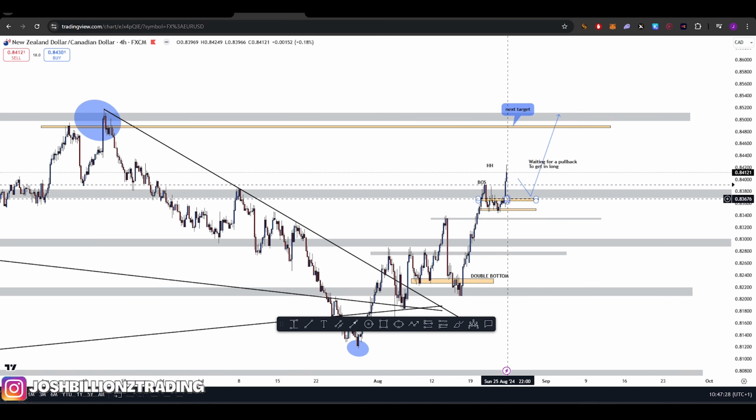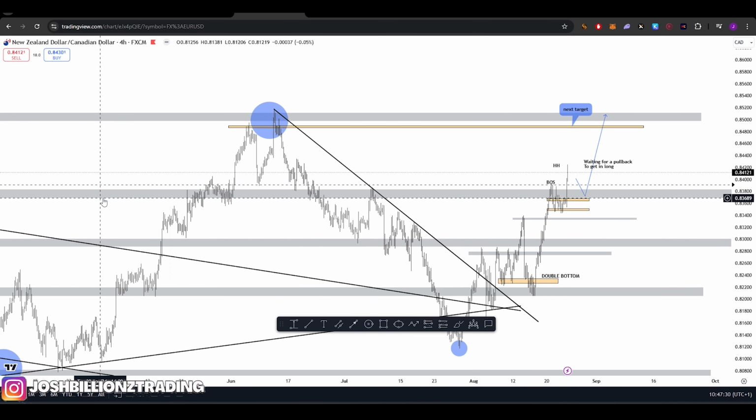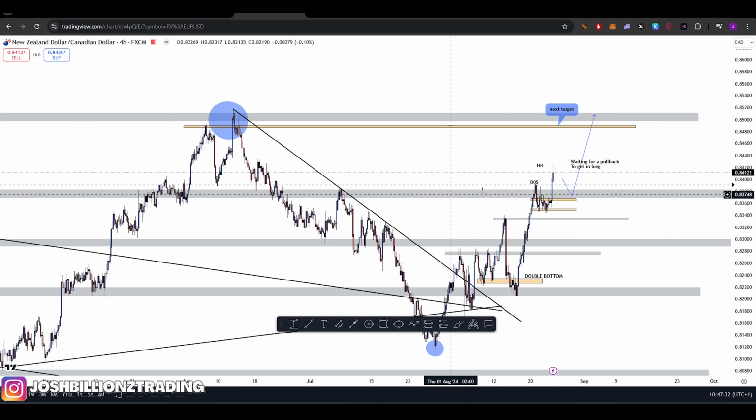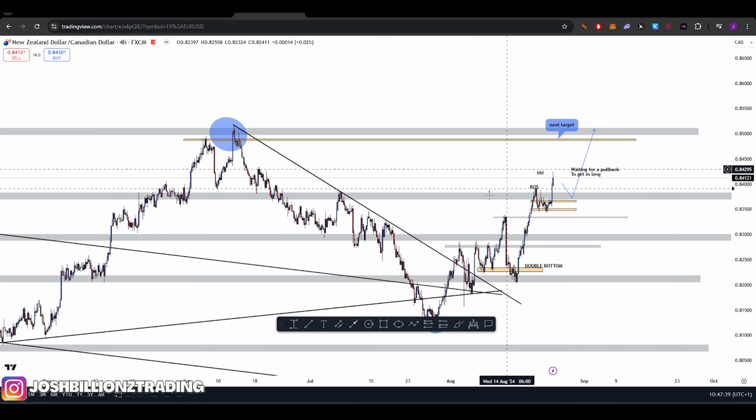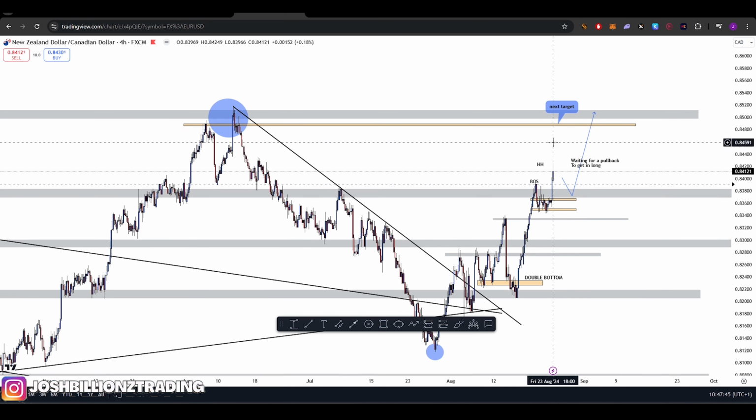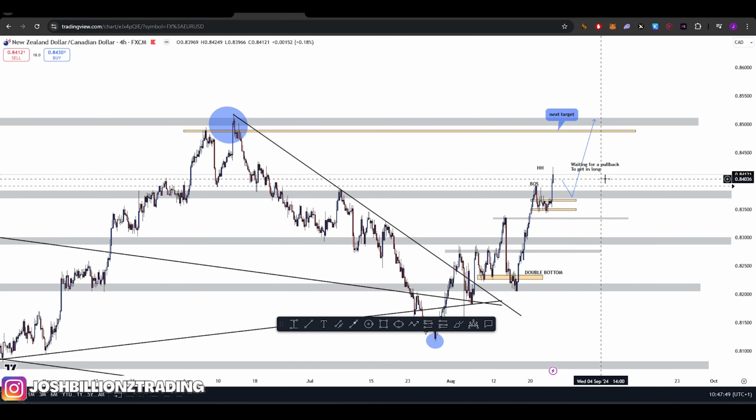A pullback to here would be nice because obviously this is a big level of former resistance turn support, or pullback to there. Either of them would be good, to be honest, but we know the direction's bullish. We'll just wait to see what the market gives, and then we will move accordingly, react to that and look to get in, and then we're targeting up here in this next level of resistance. So if we are able to get a position, that could be a good move we can capitalize off.